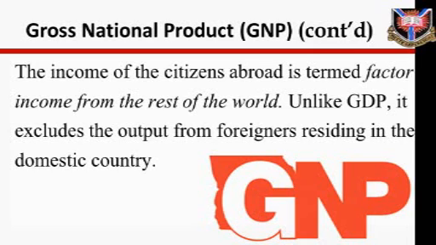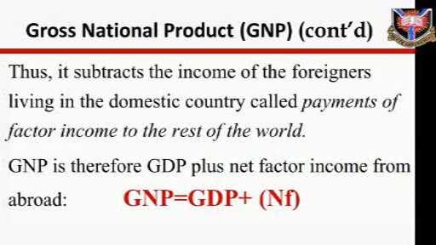Unlike GDP, it excludes the output from foreigners residing in the domestic country. Thus, it subtracts the income of the foreigners living in the domestic country, that is called payment of factor income to the rest of the world. GNP therefore takes account of three components, which are the income or output of citizens of the country residing in the country, that is GDP, the income or output of citizens residing abroad, factor income from the rest of the world, and excludes the income or output of foreigners residing in the domestic country, factor income to the rest of the world.